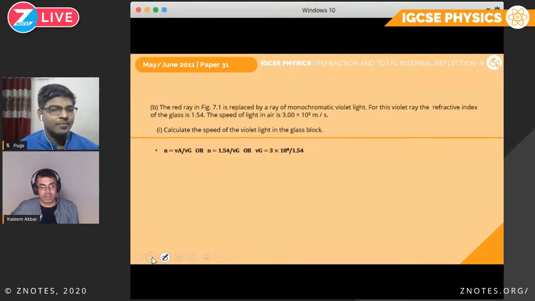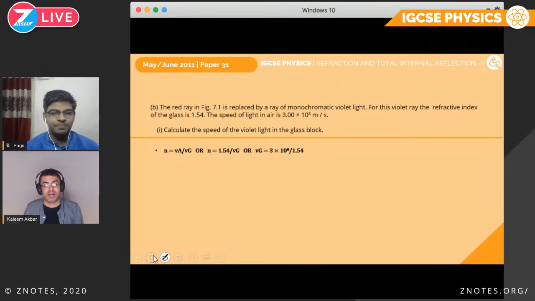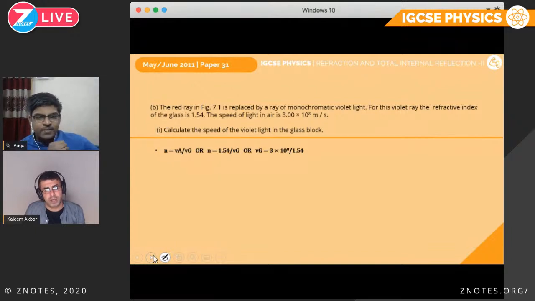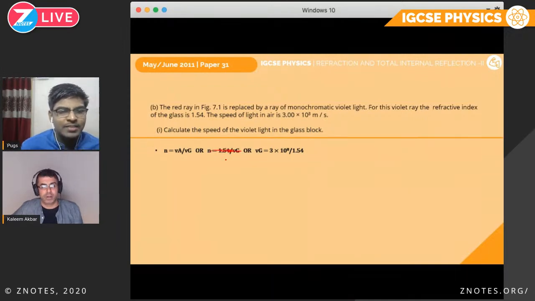Here's the other formula that I gave you, but we've done it shorthand here. Refractive index equals VA, in other words, speed of light in air, over VG, in other words, speed of light in glass, which is equal to N equals 1.54 divided by, wait a minute. No. Guys, minor error. Let me just scribble this out. Ignore. All right. N is 1.54 itself.